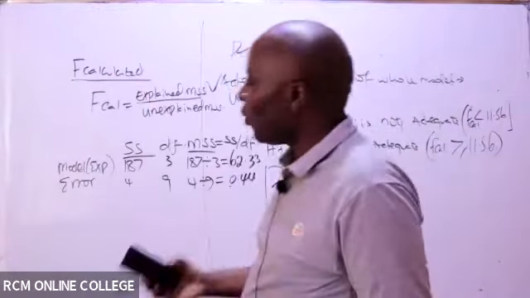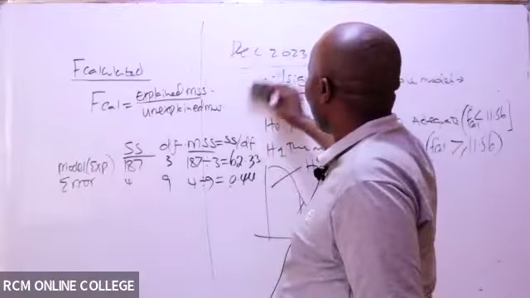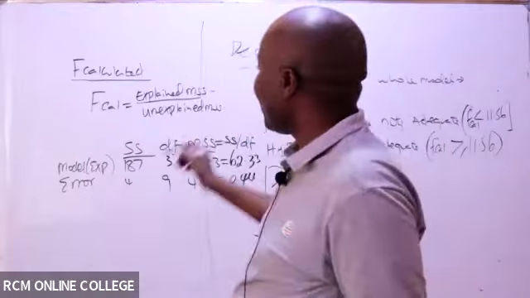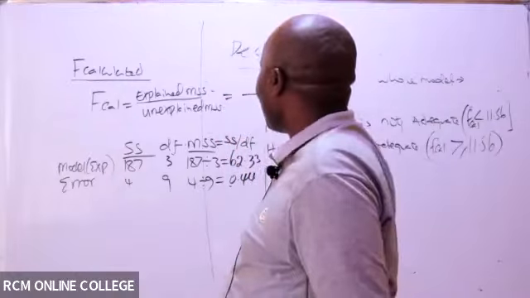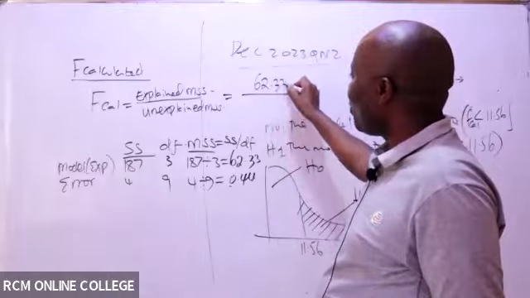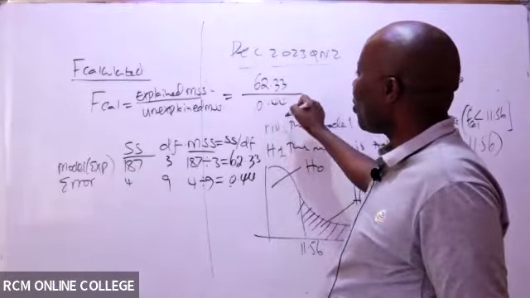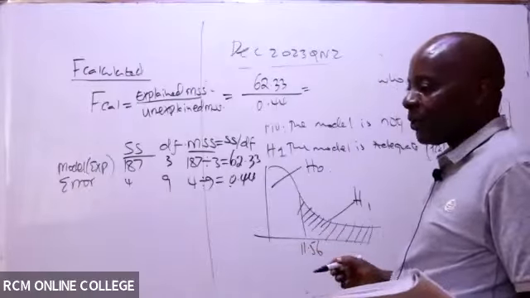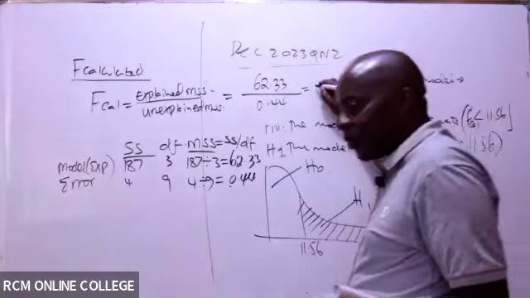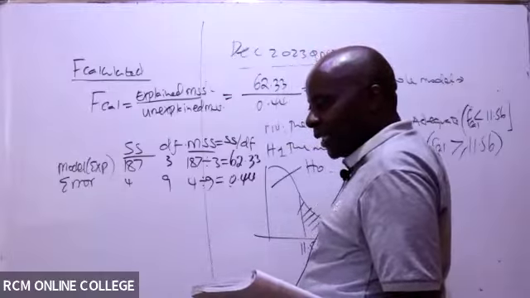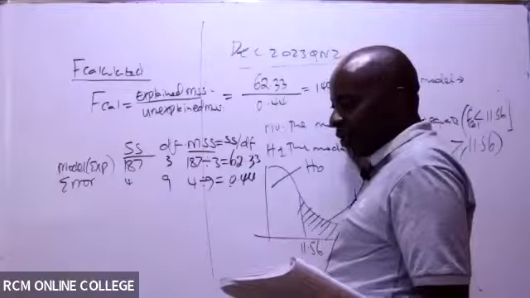Give us F calculated. So F calculated will be equal to who? Explained MSS. So explained MSS, ladies and gentlemen, that we have is 62.33 all over this 0.44. Approximately, what figure do we have? 140.2 something, isn't it? 140.2 something, right?